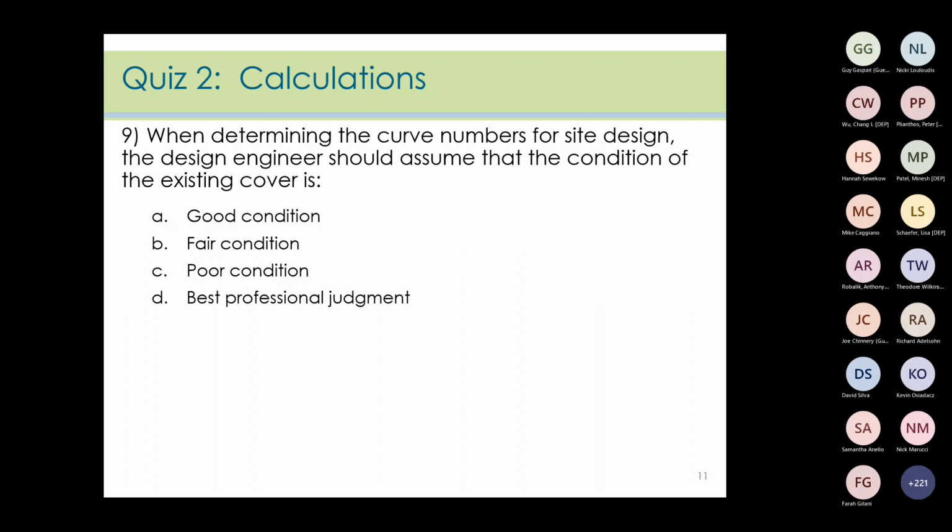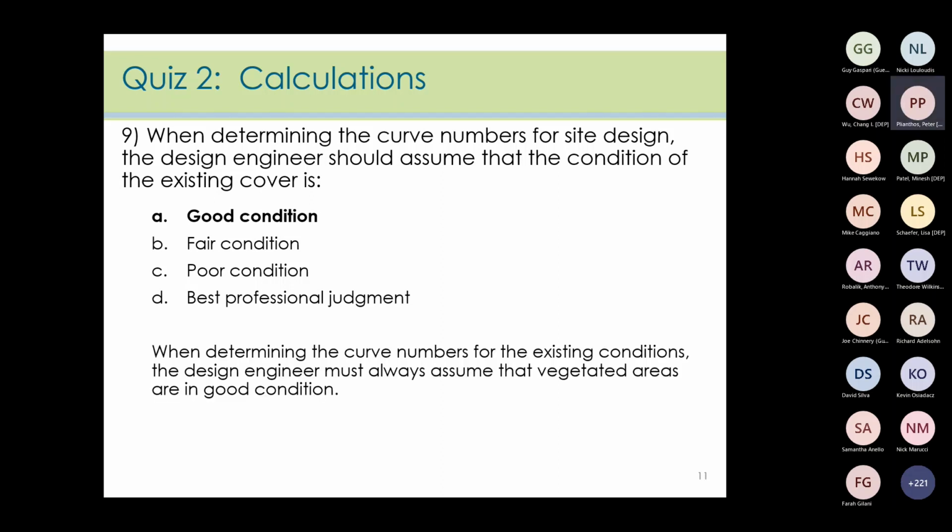Number 9. When determining the curve numbers for site design, the design engineer should assume that the conditions of the existing cover is good condition. That's the answer. This is fairly straightforward. Pre-construction condition curve numbers should assume that vegetated areas are in good condition.